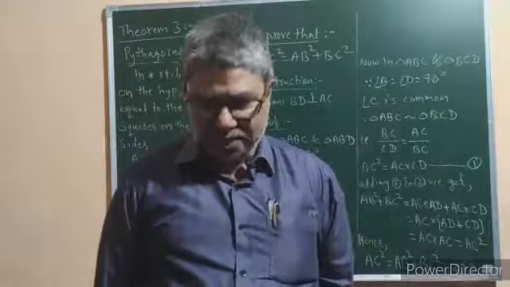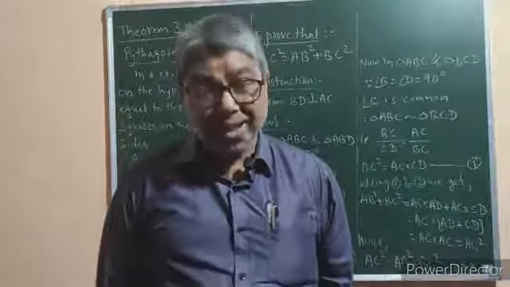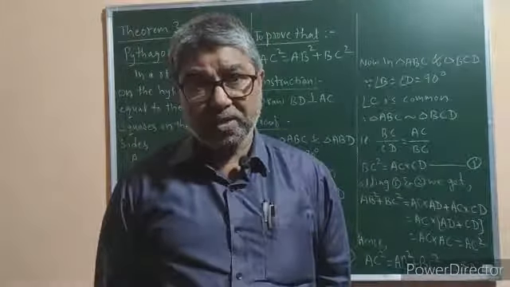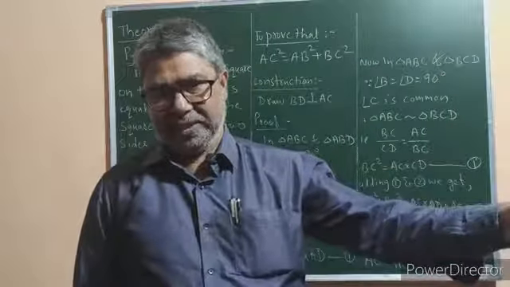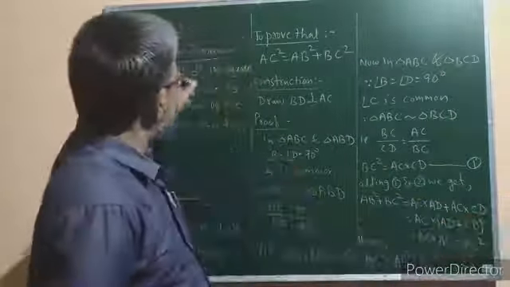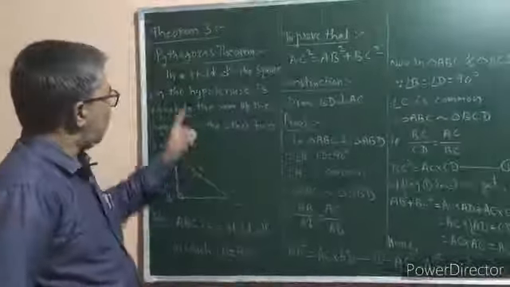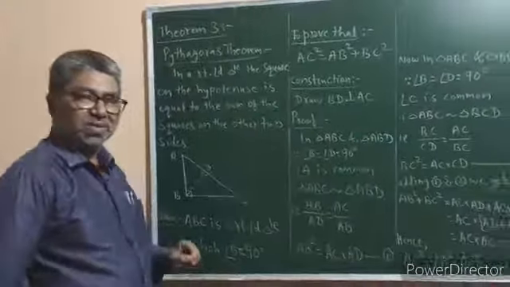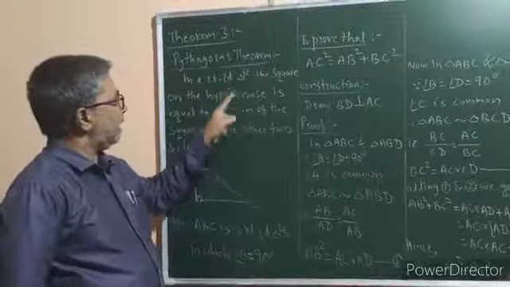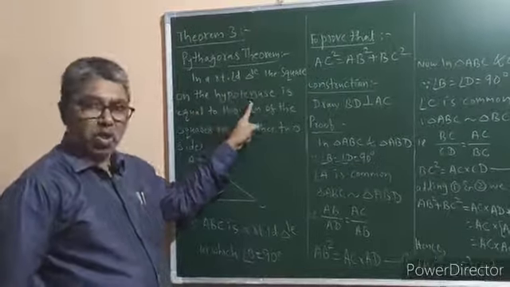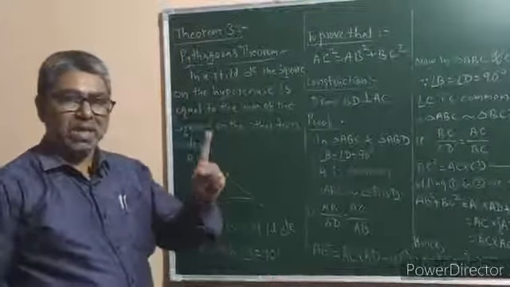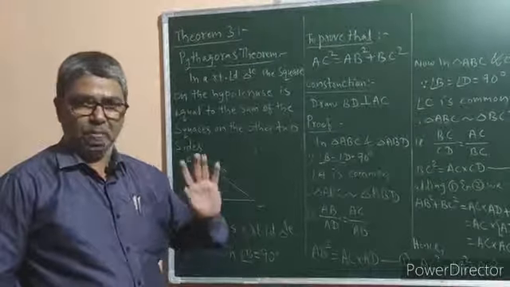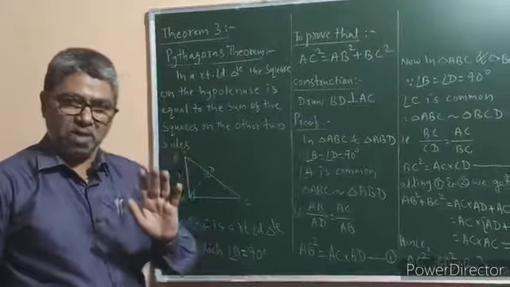Today, let us study the last part of the topic similar triangles, which we have been studying for the last 8 days. The last part is Pythagoras theorem, and the statement of Pythagoras theorem is: in a right angle triangle, the square on the hypotenuse is equal to the sum of the squares on the remaining two sides. This is the statement of Pythagoras theorem.